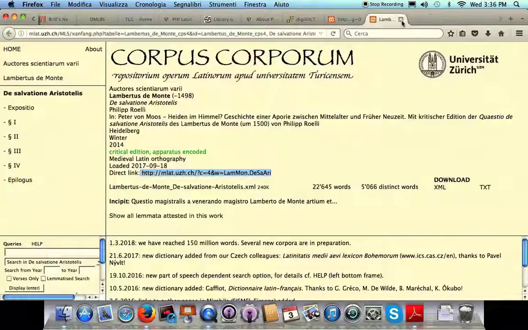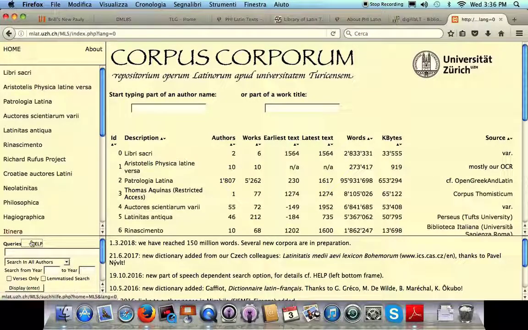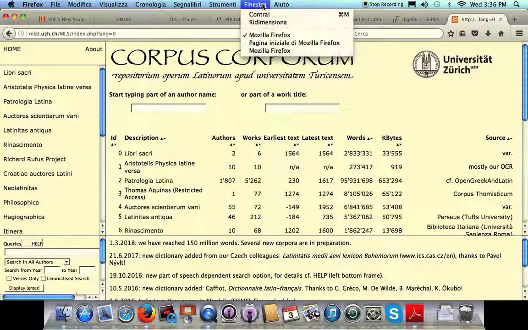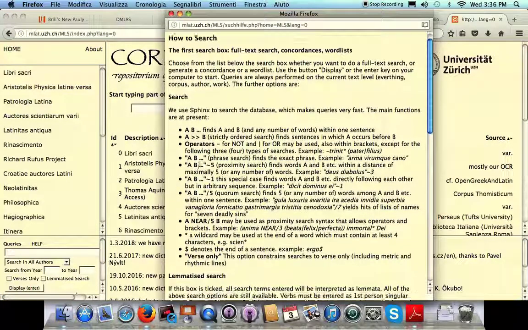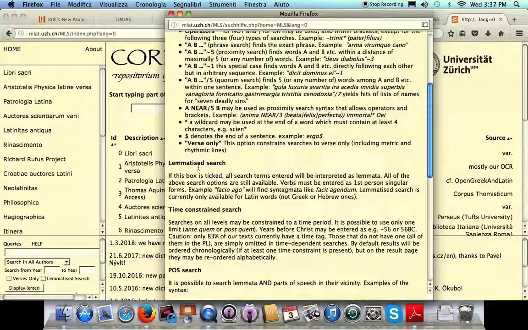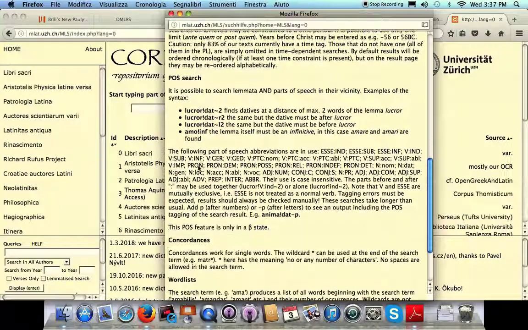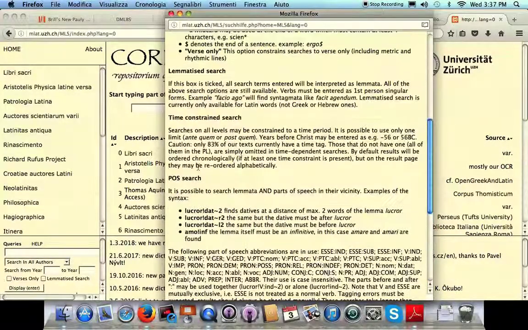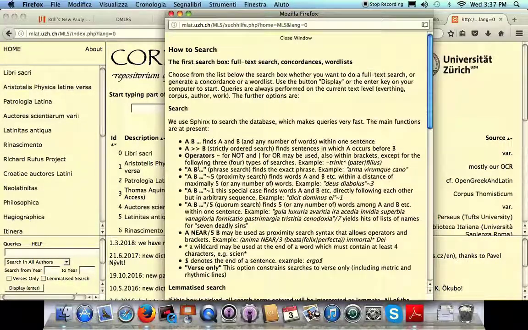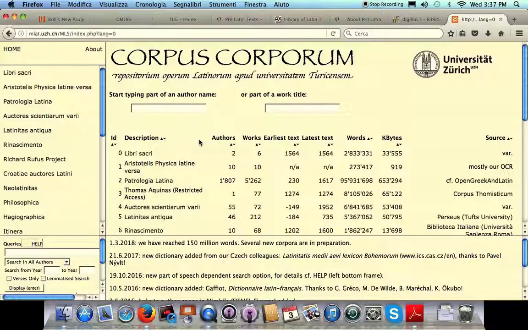So we can do something like this. I think this is the correct syntax. I want something like privatio and mors with a distance of maximum 5 words between the two things. Let's see if this works. Yeah, it works. So we get things like privationem quae mors vocatur by St. Augustine and some others. We have 30 hits in this case.